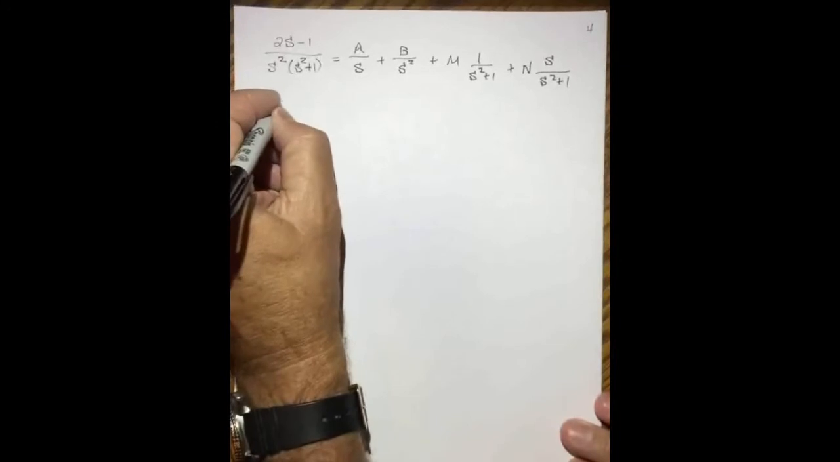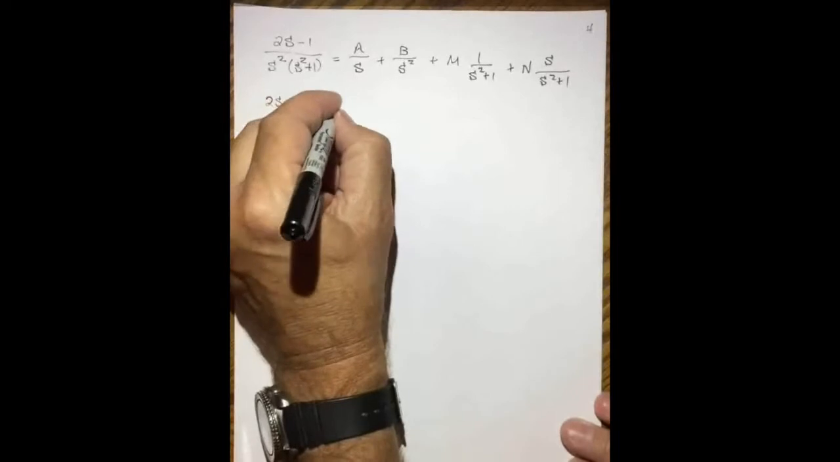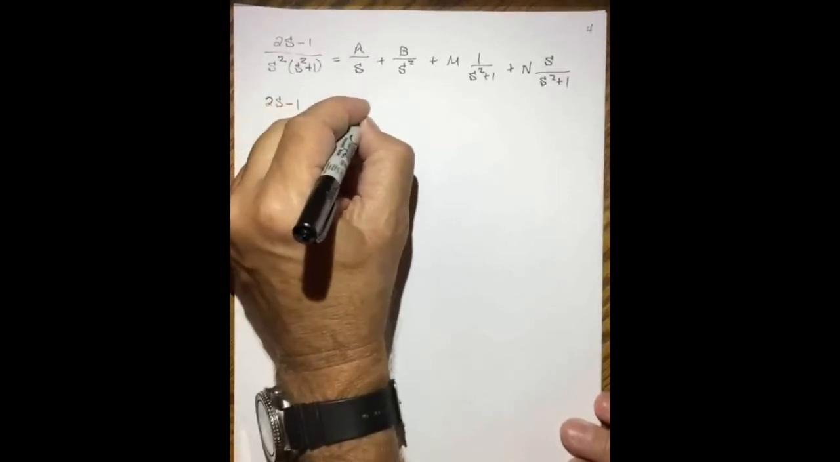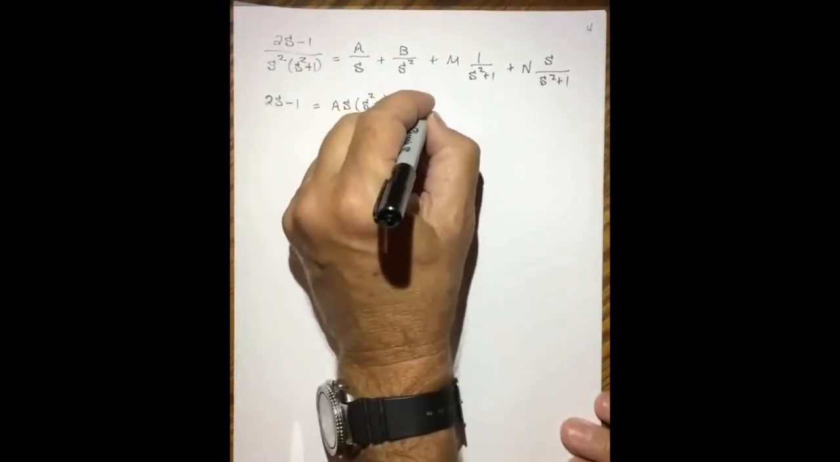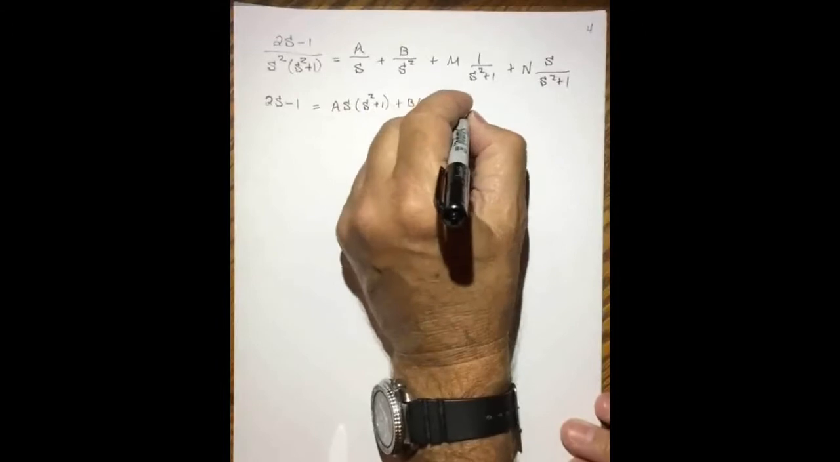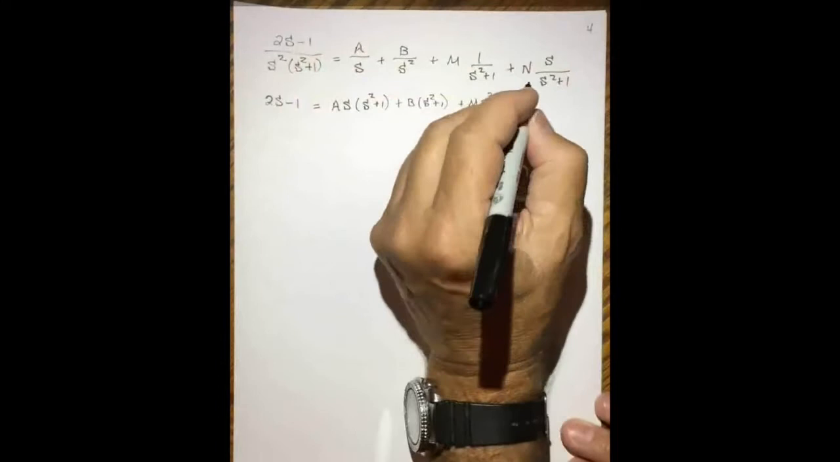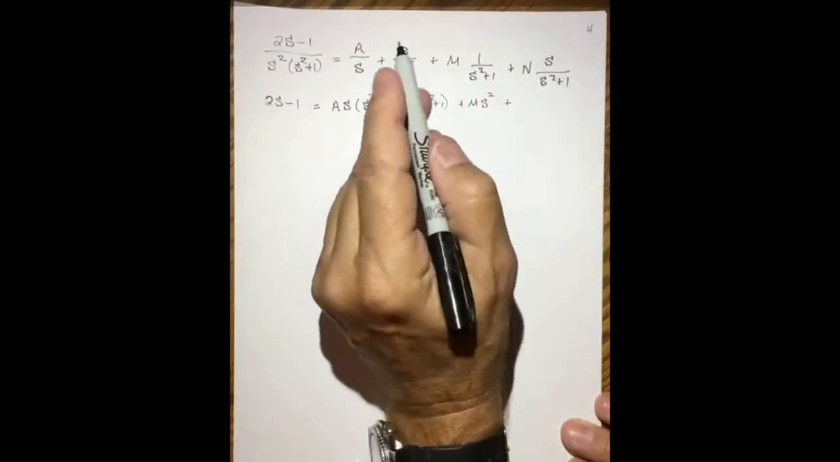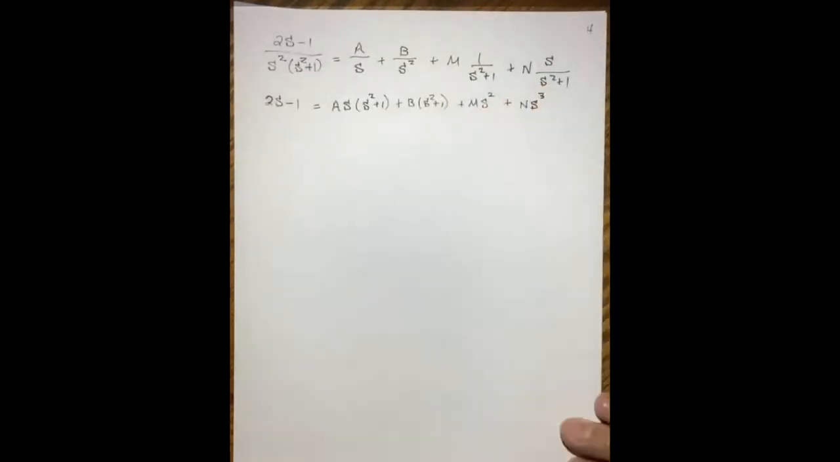So as usual, we do our normal thing here for the decomposition. Now we're going to get an a times s squared plus 1, a b times s squared plus 1, an ms squared, and then we'll have ns times that denominator s squared, so this is ns cubed. We have 4 variables to find, a, b, m, and n.